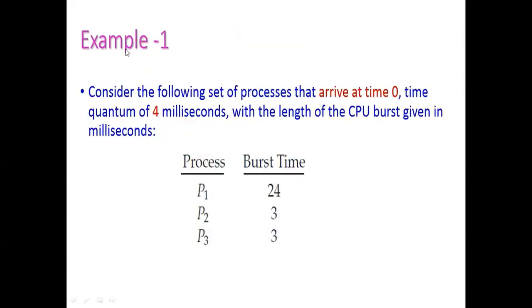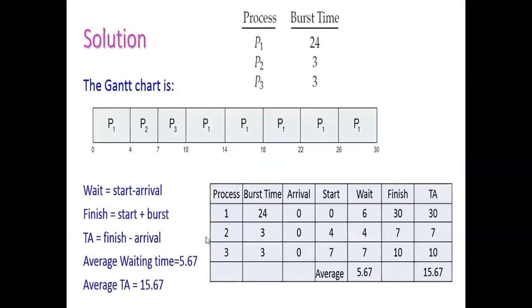Now let us see some problems on how to apply the RR scheduling algorithm. Consider the following set of processes that arrive at 0, with a time quantum of 4 milliseconds. Three processes are involved and the CPU burst time is given: 24 milliseconds for the process P1, and 3 milliseconds for the processes P2 and P3. Let us see how to solve this using the RR scheduling algorithm.